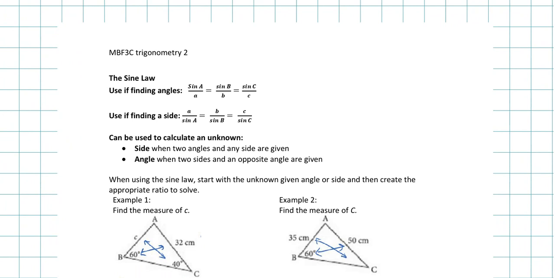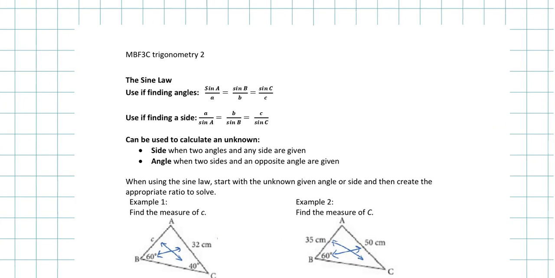Now, why do we have 2 formulas? Just to make our calculation easier. Okay? We get to choose which formula to use. If we are solving for an angle, then you want to use this formula because it's easier to solve. Okay? The way it's written, it's easier to solve. If you are solving for a side, then you want to pick this formula.